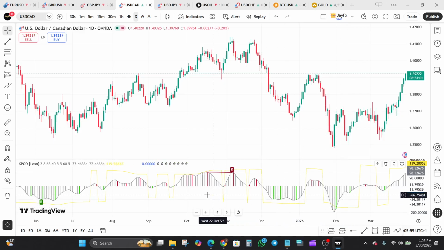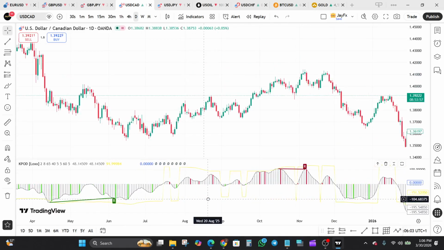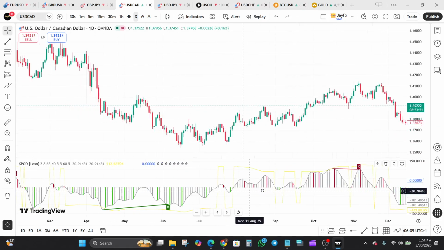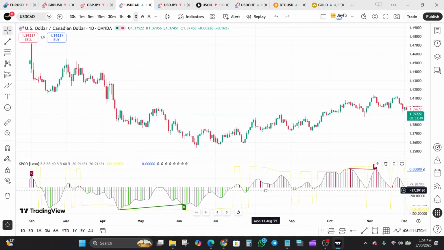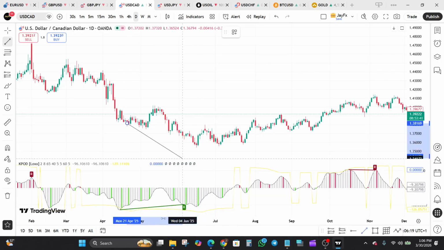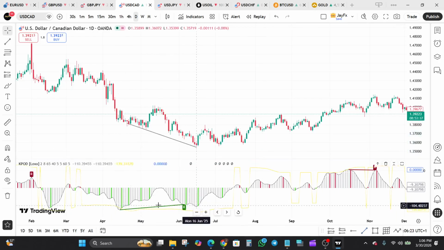Now you will notice that the indicator moves above and below a zero level. All right, and then in addition to that, it helps us to identify divergence. Right, you can see here identifying a bullish divergence. You can see lower low on the price chart, and then you can see higher low on the indicator.